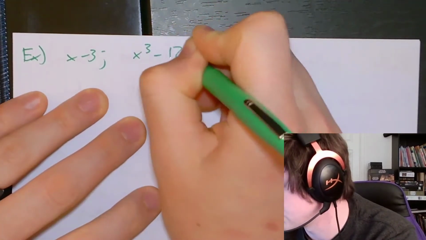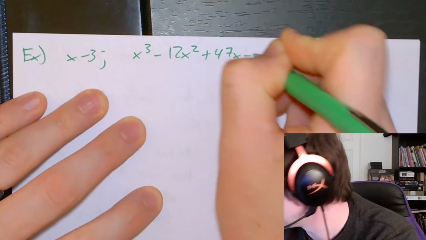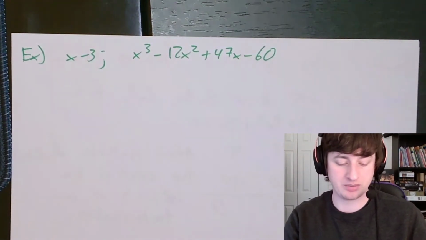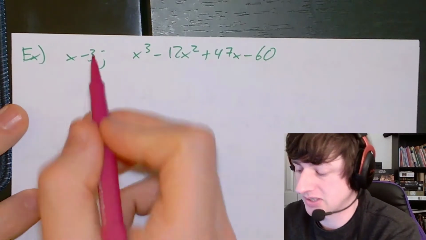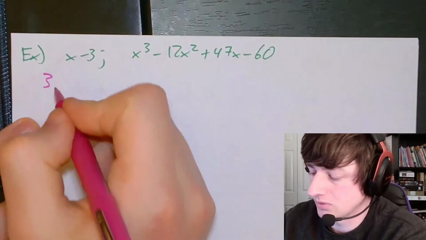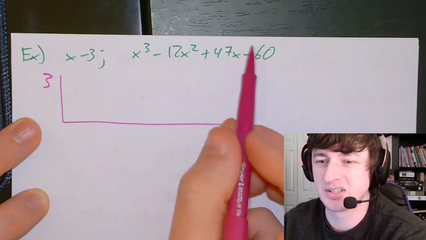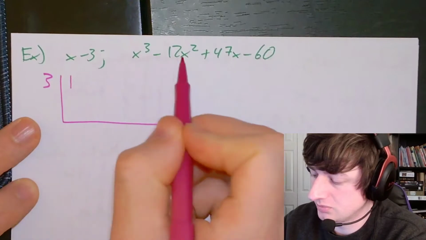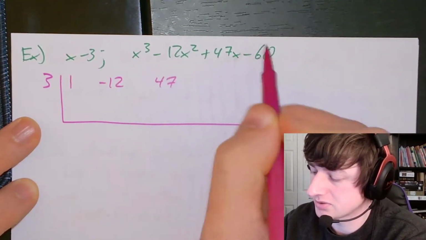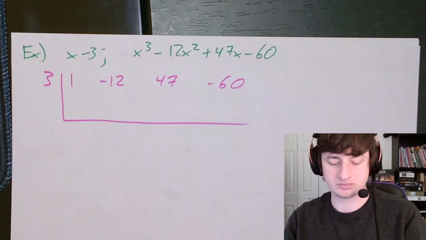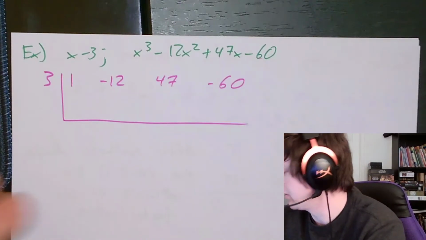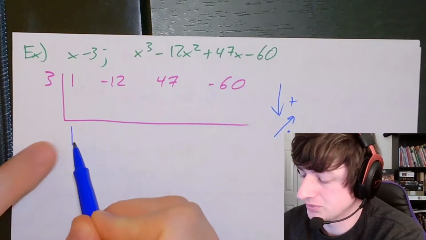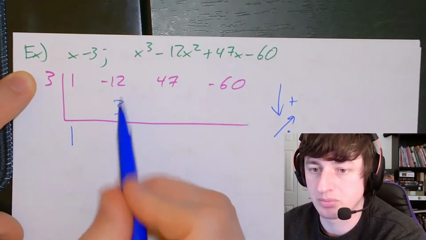X cubed minus 12x squared plus 47x minus 60. So again, they're telling us that this x minus 3 is a factor. And so I can set up my synthetic division using this x minus 3 and then the coefficients from the problem. We're basically dividing this polynomial by this to see what we get left. So I have 1x cubed minus 12x squared plus 47x minus 60. So we're going to add down and then multiply. We're multiplying to get our next addition. So we add the 1 down, multiply that by 3 to get the next addition problem.